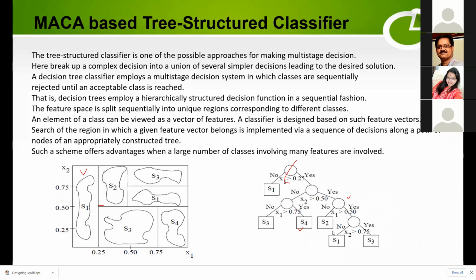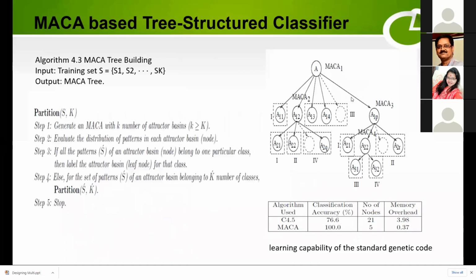Similarly, here in this subtree also we can derive the different classes based on the features of x1 and x2. This similar concept we can implement using the tree-based classifier. In this tree-based classifier, initially we have this data set and we will generate the first MACA, or the first CA. For the first CA, as we have said, P number of attractors are there, and say our first attractor identifies all the data from class 1, so it is marked as class 1.